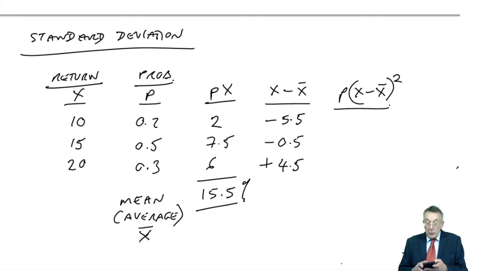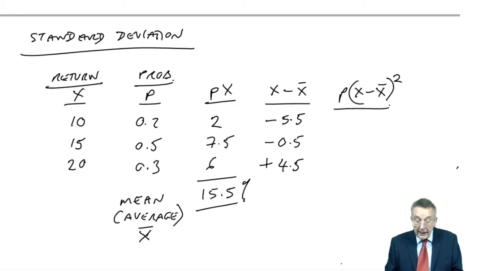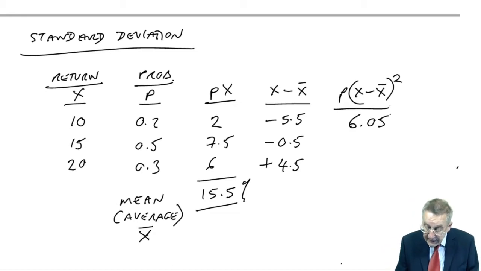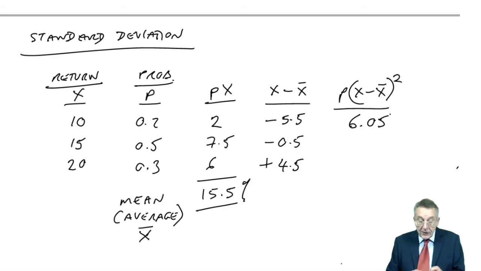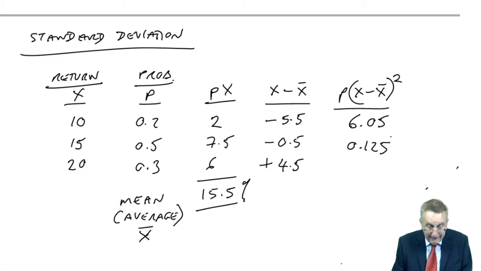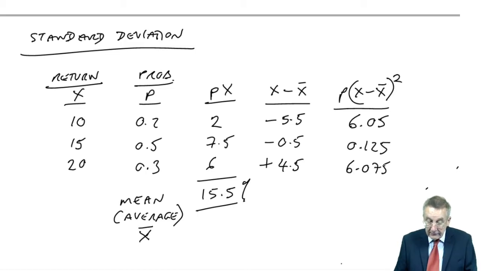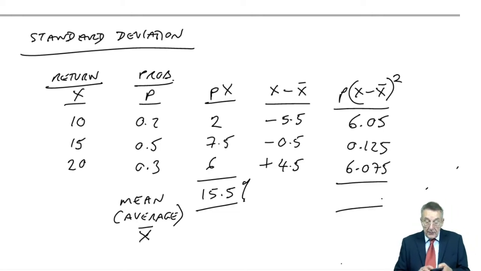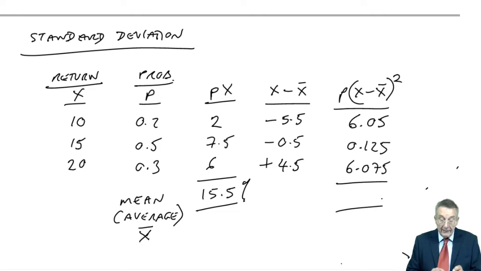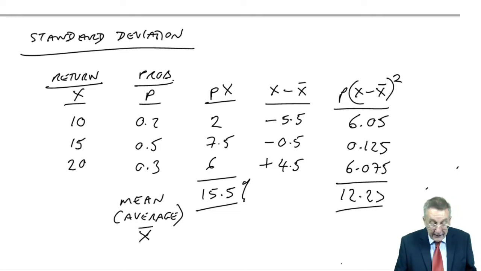So check me. First one, 5.5 squared times 0.2, because we're taking an average, is plus 6.05. 0.5 squared times 0.5 is 0.125. 4.5 squared times 0.3 is 6.075. Add them up, and what does it come to? 6.05 plus 0.125 plus 6.075 comes to 12.25.